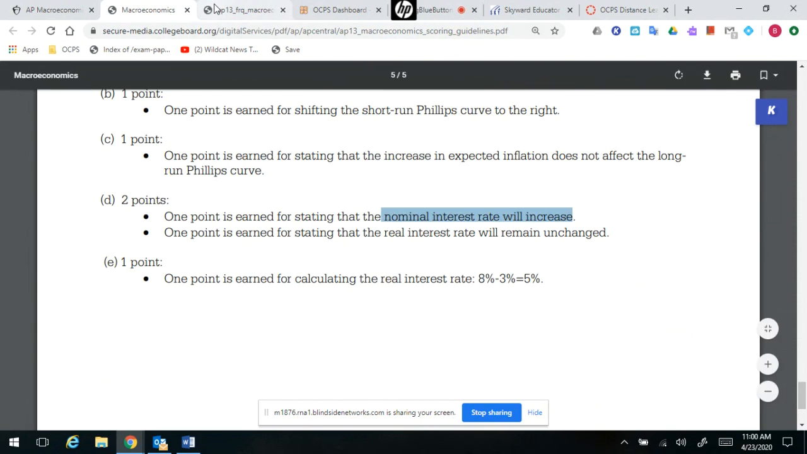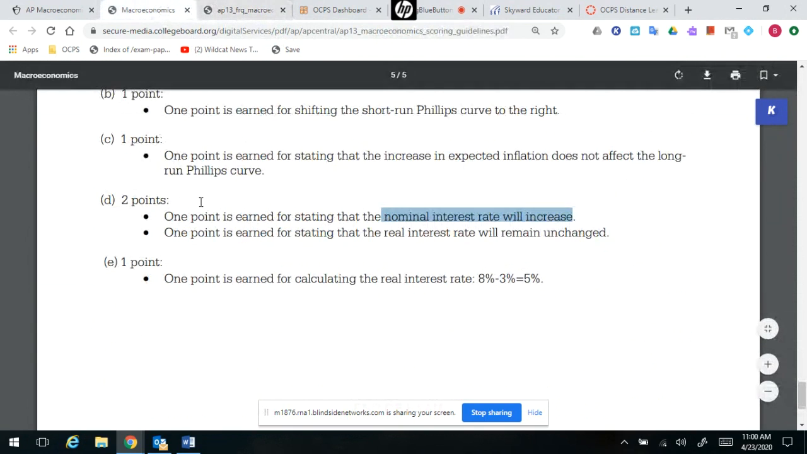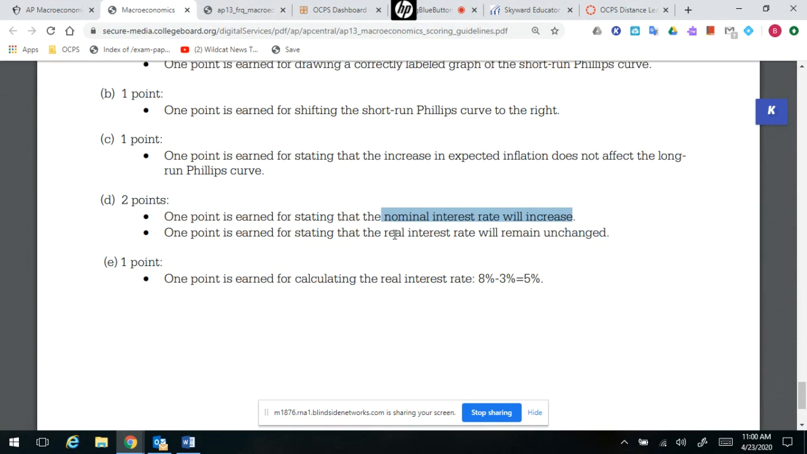The real interest rate, what will happen? Will real interest rates on new loans increase, decrease, or remain unchanged? Real is adjusting for that inflation. So when you take the inflation out of it, real is just going to remain the same. It's not going to move anywhere. So real equals nominal minus the inflation. Once you take the inflation out and subtract it away, real isn't changing at all.